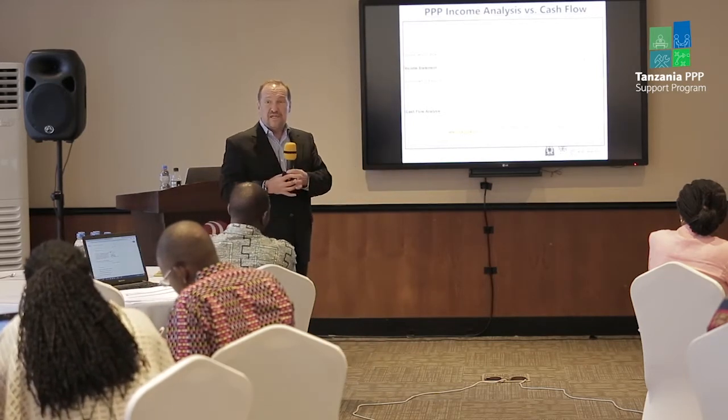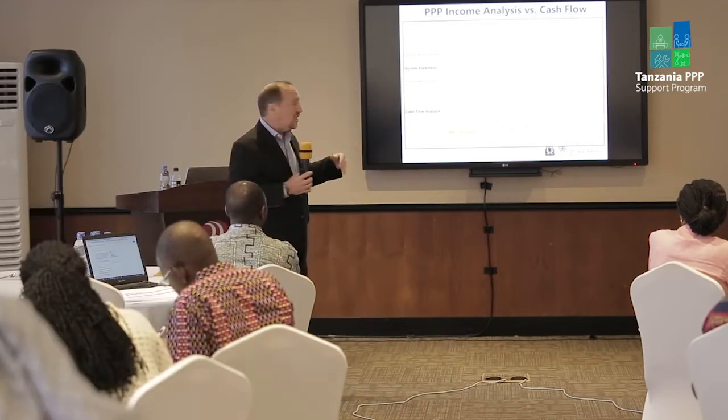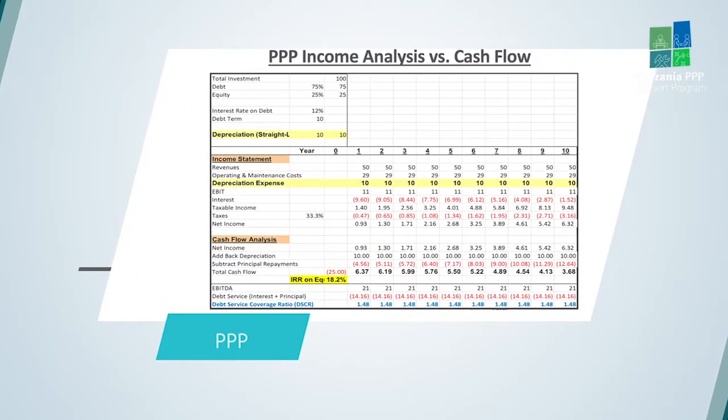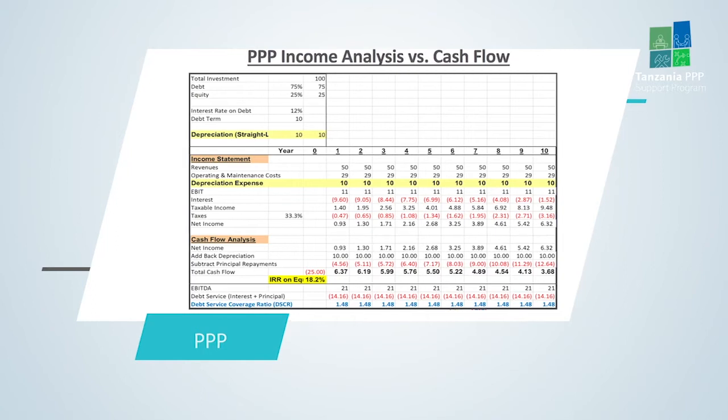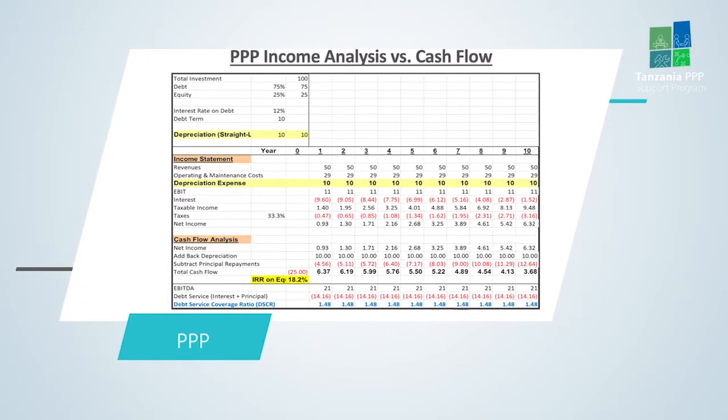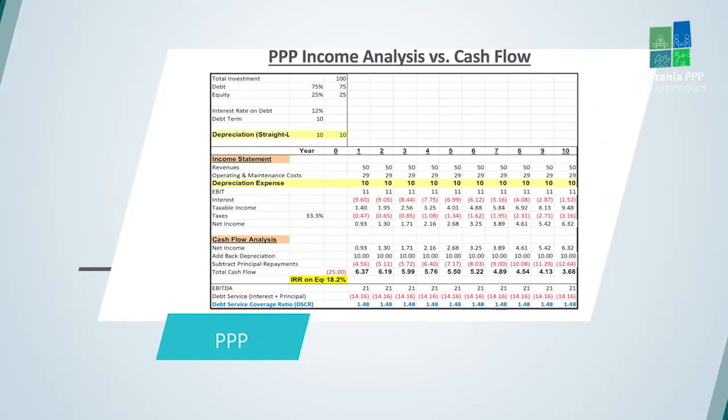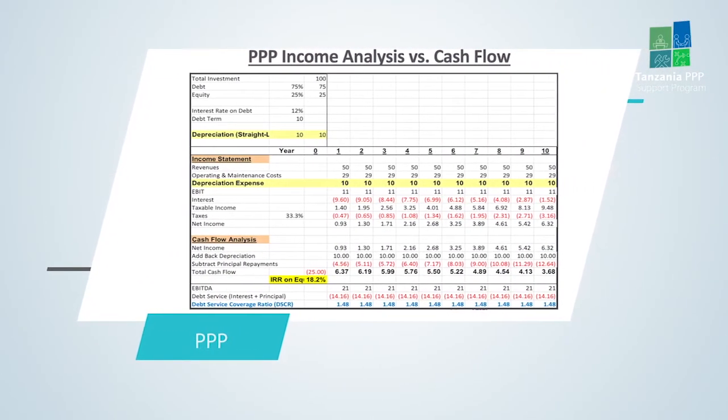Now, with this basic information, we can at least come up with an initial analysis of a model. It's fairly simple, but you can see it. One of the reasons I'm giving this to you is you can see it all on one page. Hopefully the font is big enough that you don't have to squint. But you'll see up here we have the capital investment at the top. Total investment is 100. 75% is debt, 25% is equity.